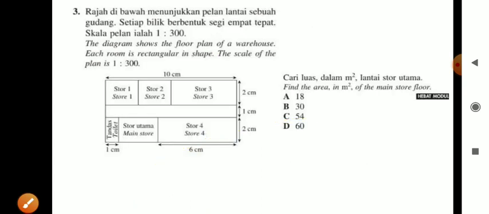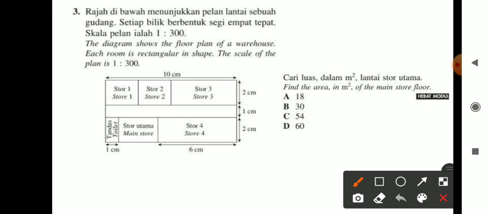Number 3. What is this? We focus on the warehouse. The floor plan of a warehouse. The scale, okay, don't forget, write down this. 1 to 300. Okay, before reading, just write this down. Find the area of the main store. Oh, main store, only main store. Main store. Oh, I see main store here.